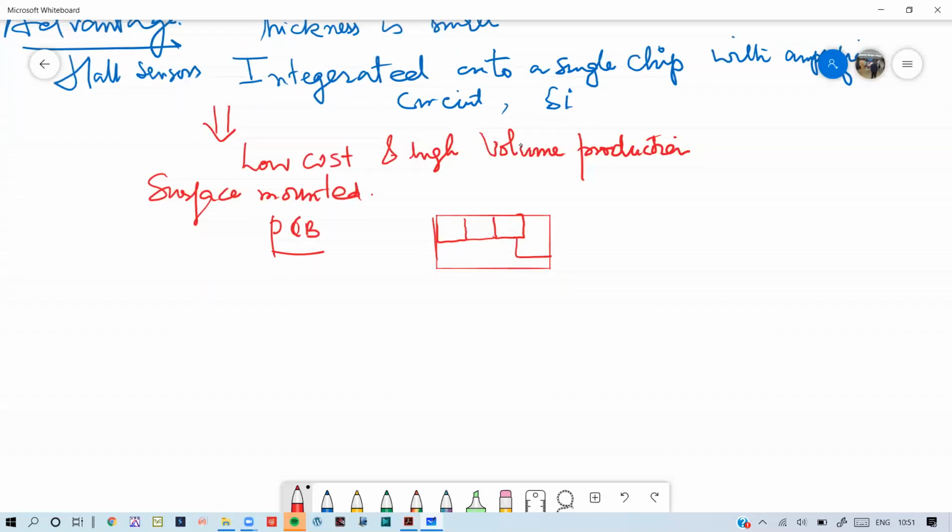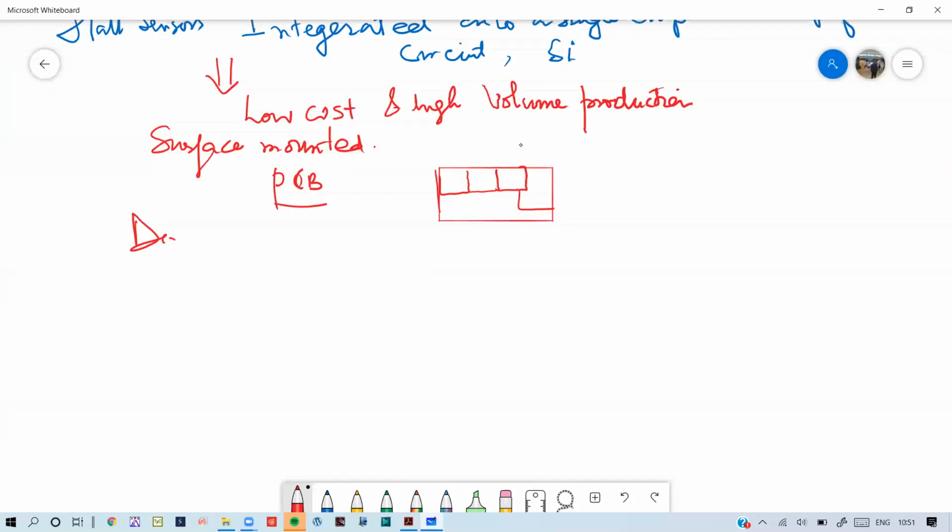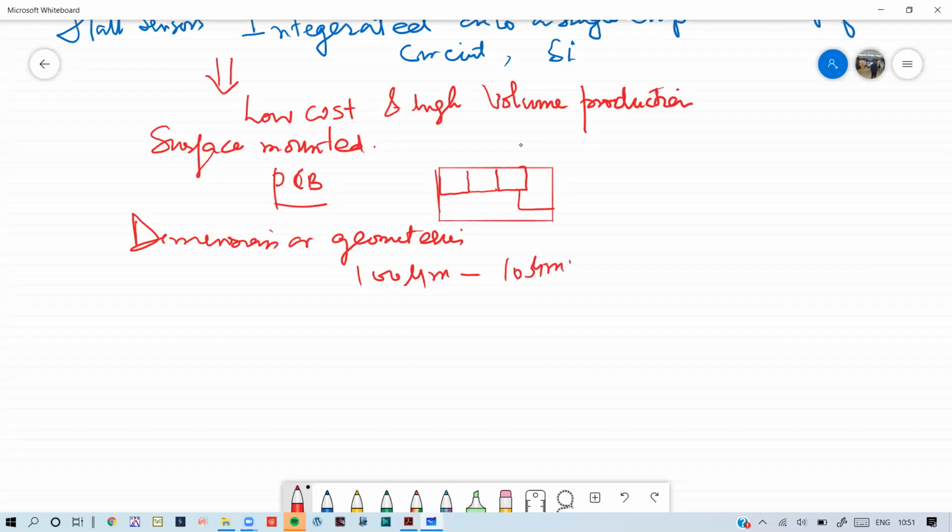The typical dimensions or geometries of Hall sensors, that means the size, length, and dimensions, are from 100 micron to 10 micron. That means 10 micrometer, 100 micrometer, or even smaller than this. That means we can design Hall sensors which have dimensions of 100 micron square or rectangle, or 10 micron rectangle or square.